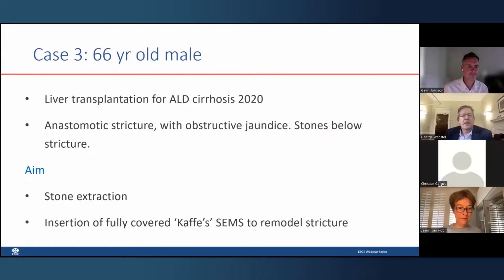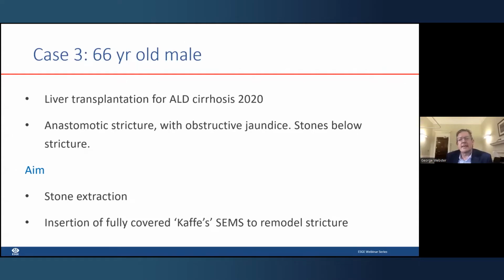Well, actually, thanks, Gavin. We'll move on to the next topic. We're going to ease our way up the bile duct in a completely artificial sort of way, and present the third case if we can. So this is a bit of a change of tack. This is a 66-year-old man who had a liver transplant a couple of years ago, and has an anastomotic stricture. And curiously, and we maybe can comment about this briefly, stones below the stricture. We're not going to say a lot about the management of the bile duct stones because of the topic today, and we're going to focus on endoscopic management of the anastomotic stricture. So let's go to the case, please.